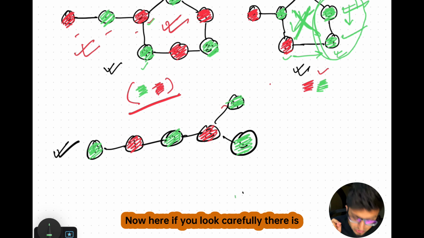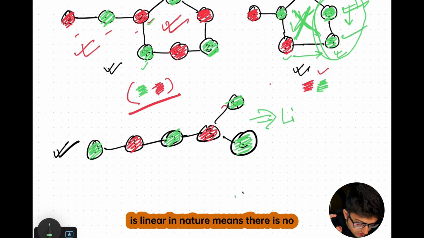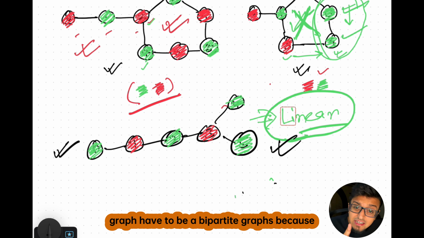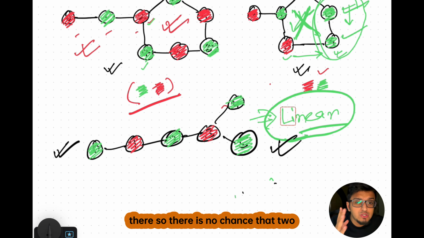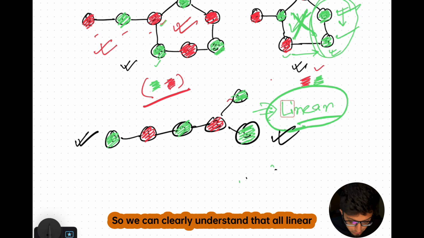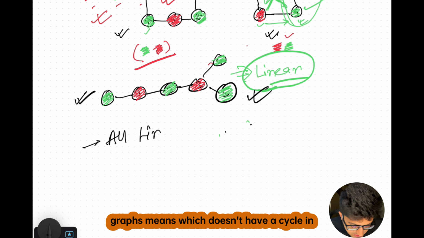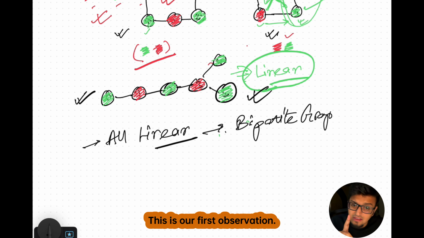Now here if you look carefully, there is a key observation, that is any graph that is linear in nature, means there is no cycle present in the graph, that graph has to be a bipartite graph. Because very obviously, since there is no loop over there, there is no chance that two nodes will have the same color. So we can clearly understand that all linear graphs, which don't have a cycle in them, have to be bipartite graphs. This is our first observation.